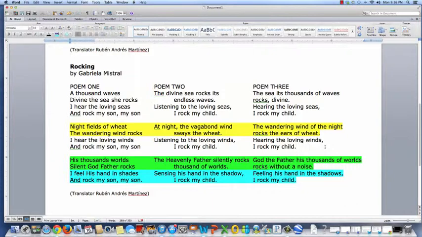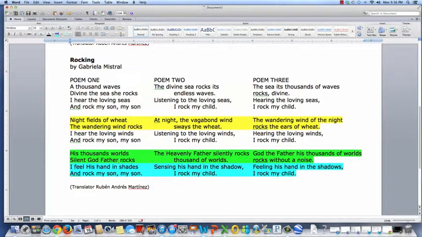Welcome back again. Now, let's take a look at the green part. Here we have again a slightly different order, drawing your attention to a slightly different thing first. Here we have his thousands worlds. Here we have the Heavenly Father, and here we have God the Father. Now, this might seem the same at first, the Heavenly Father versus God the Father, but I would think there is a slight difference in how that might be interpreted.